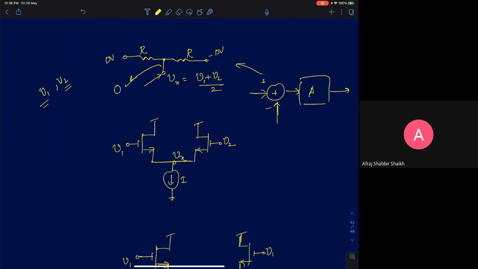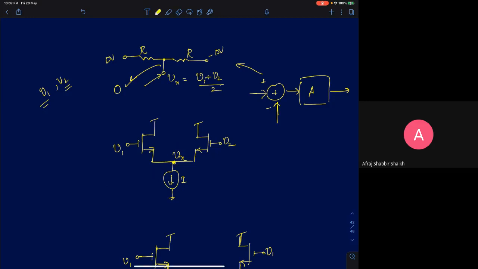Now let's look at this circuit. What I've done here is that I've taken two common drain amplifiers and I've shorted the outputs of the two common drain amplifiers. Now, assume V1 and V2 are small signal voltages. What will be the node voltage Vx in terms of V1 and V2? Remember, for V1 and V2 we don't know the polarity, so we can't say it is 0.